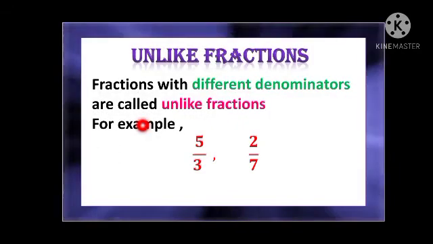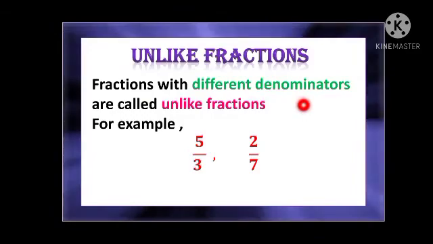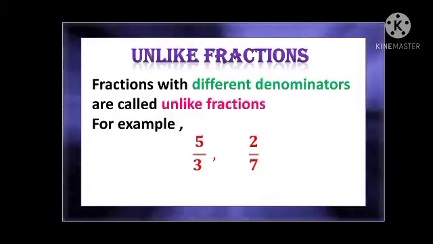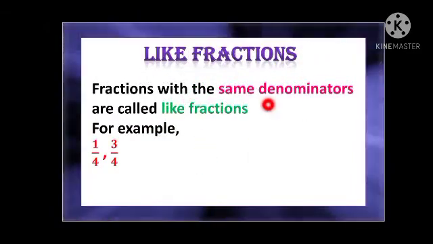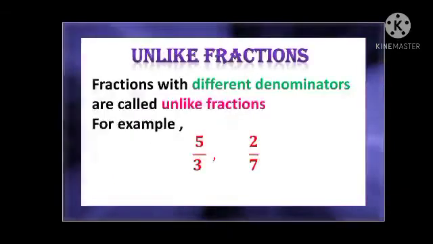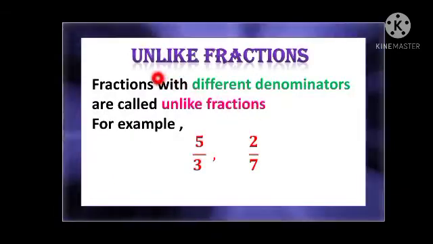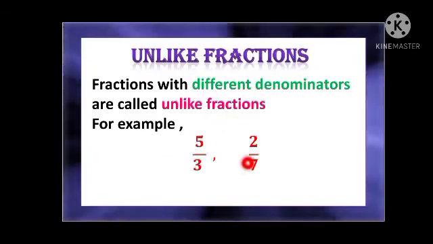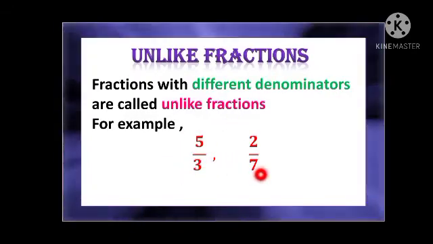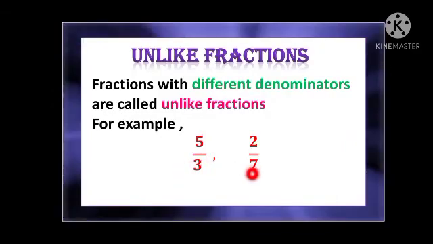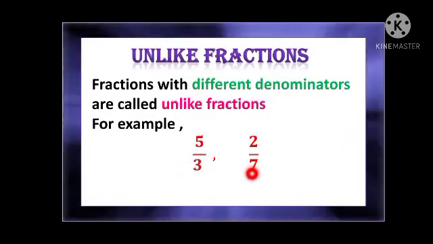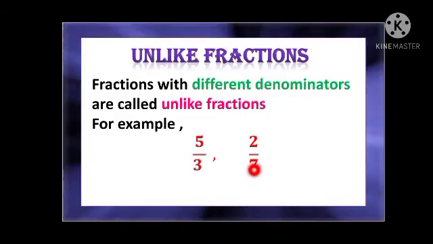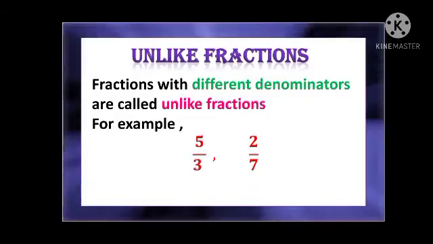Unlike fractions. Fractions with different denominators are called unlike fractions. Same denominators means like fractions and different denominators means unlike fractions. For example, 5 by 3 and 2 by 7 are given. Here the denominator values are 3 and 7. The fractions with different denominators are called unlike fractions.